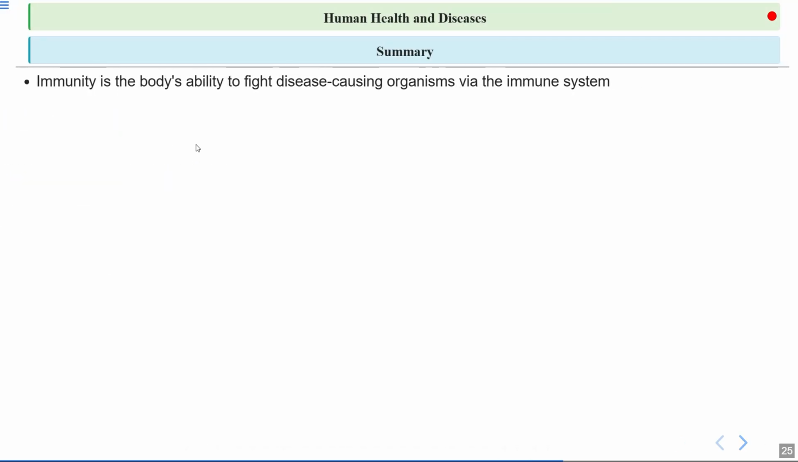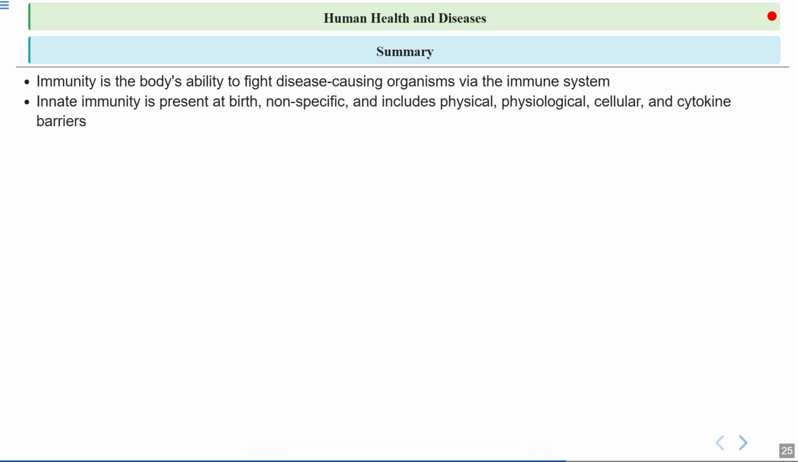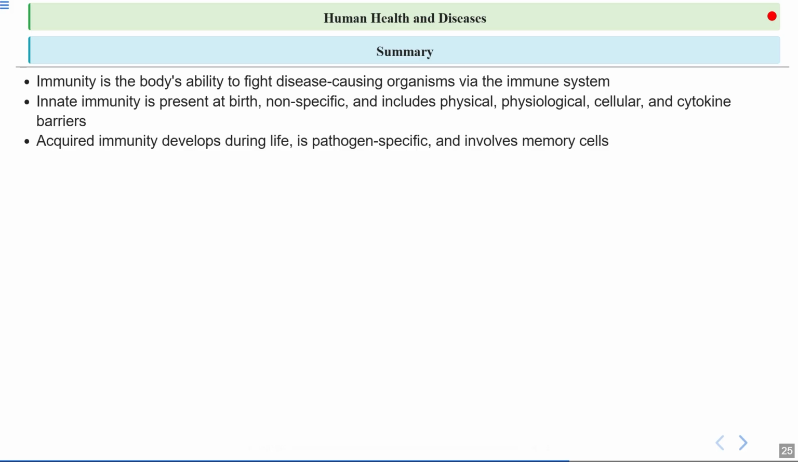Now let's summarize this entire session. Immunity is the body's ability to fight disease-causing organisms via the immune system. Clear? This is what is immunity. We also talked about innate immunity. Innate immunity is present at birth. It includes several types of barriers: physical, physiological, cellular, and cytokine barriers.